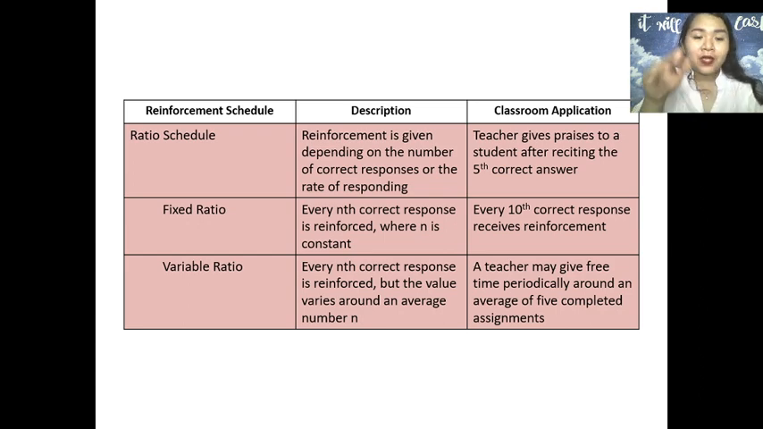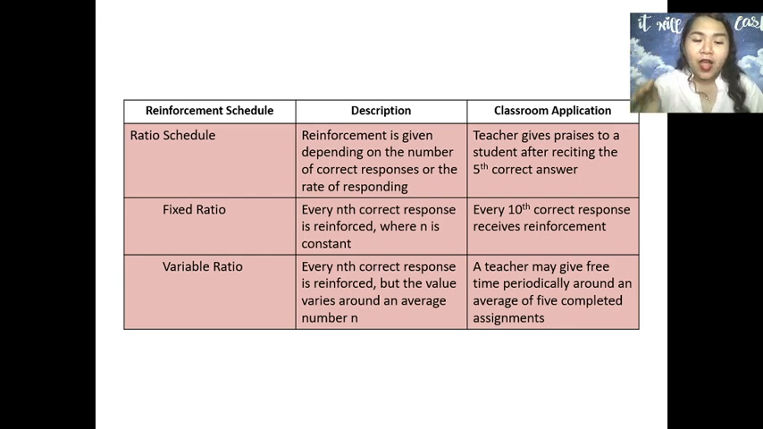Kapag sinabing fixed ratio, from the word fixed, of course, every nth correct response, depende siya sa kung ilan yung gusto mo. Say, for example, mag-fix ka na, okay, kada tatlong tamang sagot, or tatlong positive behavior, or di kaya it could be 5, 10. Depende. Okay? Or sige, kada 95 na grade na makukuha mo sa kada subject, bibigyan kita 1,000. So, that is what you call fixed ratio. Every 10th correct response receives reinforcement. Nakuha? Kung ano ibig sabihin ng fixed ratio?